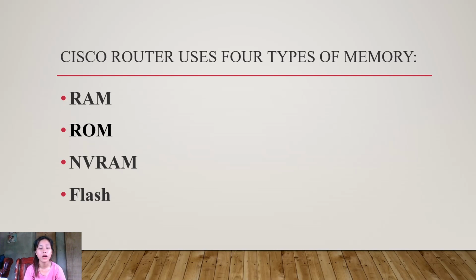NVRAM is non-volatile, unlike the RAM. It is used as permanent storage for the startup configuration file, or startup config. Flash is non-volatile also. It is used as permanent storage for the IOS and other system-related files such as log files, voice configuration files, HTML files, backup configuration, and more.